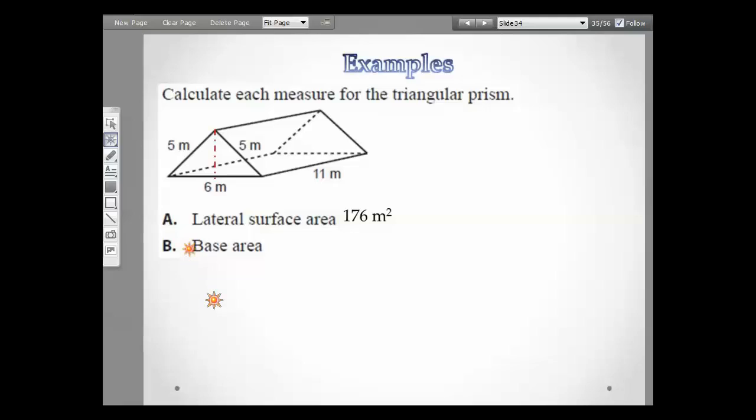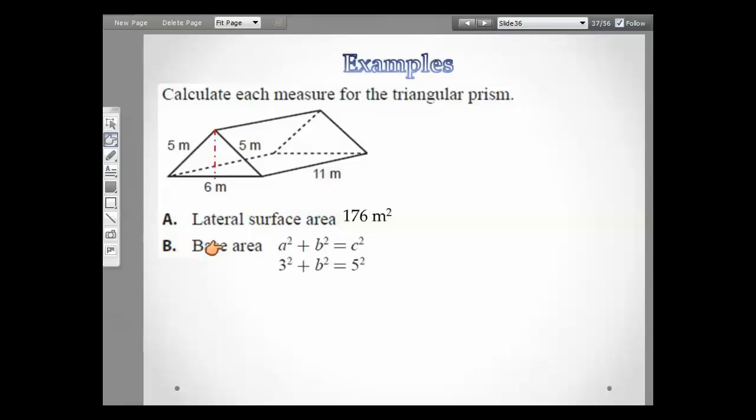B says to find the base area. Well, notice what I've done. Let me get my little pointer. Notice what I've done right here. I've added this little red line. Because to find the area of this triangle, remember my formula is 1/2 little b times little h, or base times height. Well, I don't know what the height of this triangle is. So I'm going to have to start things off by using the Pythagorean Theorem and figuring out what the height is.